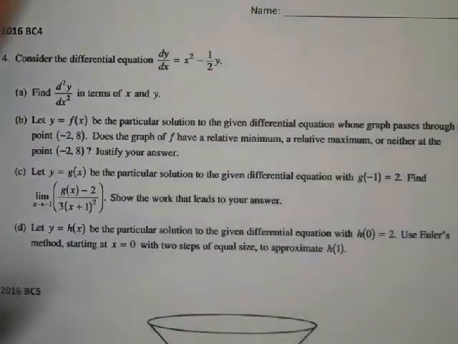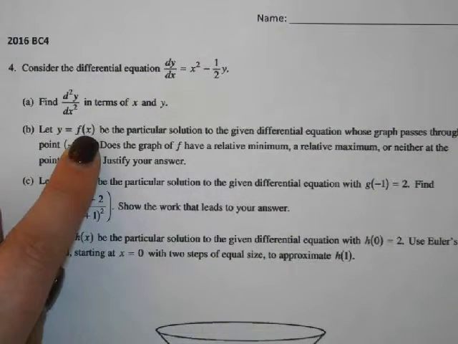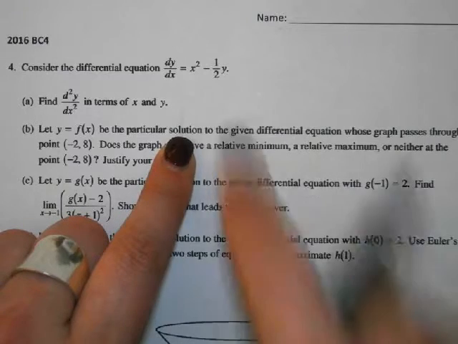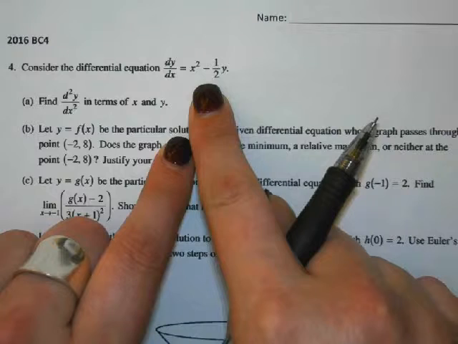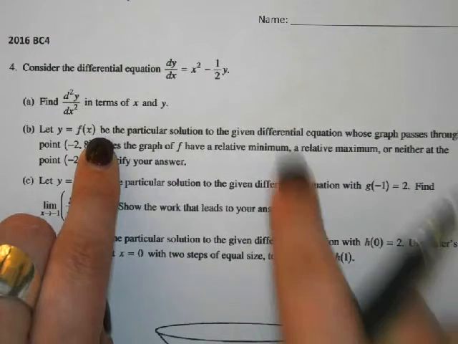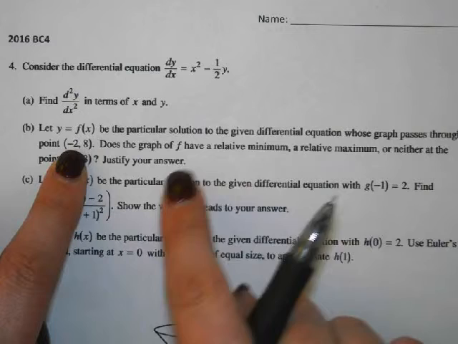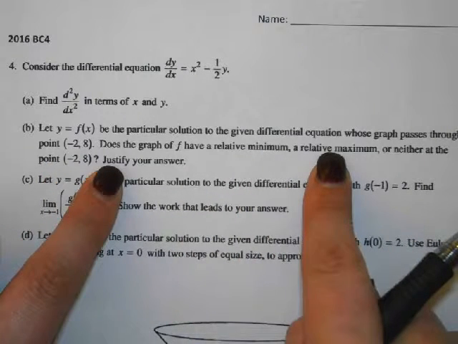Okay, so for part A, you should have been good, right? Finding the second derivative. Okay, so for part B, it says let f of x be the particular solution, which is annoying because you can't find it because this is not a separable equation. Did you guys notice that? So f of x, you can't find it. You can't actually find the equation whose graph passes through the point (-2, 8). Does the graph have a relative maximum, minimum, or neither? And then justify your answer.